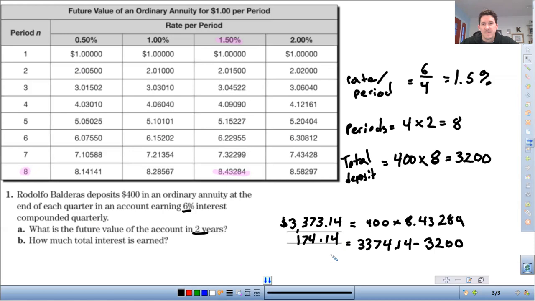So just a couple things. Remember, you have to calculate the rate per period. It's the rate divided by how often it's compounded per year. Then how many periods you're actually calculating: that's periods per year times how many years. And then the total deposit is how much money you're depositing times how many times you deposit it. And use the formula, use the table.